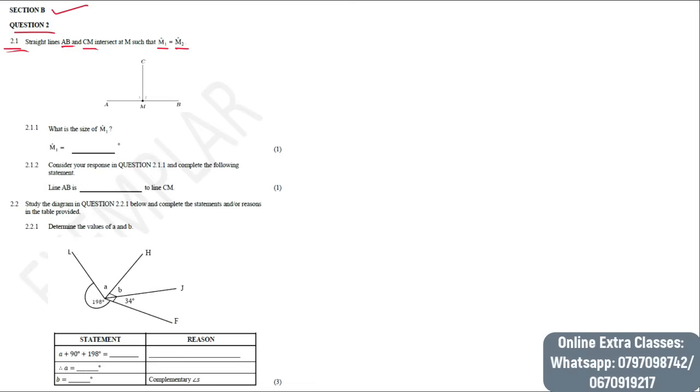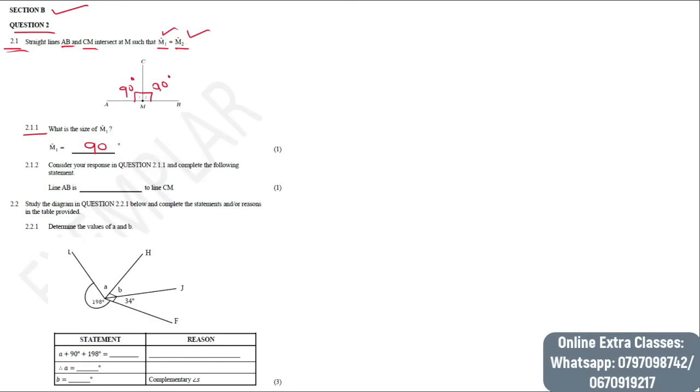So now let's go ahead and work on our first question, question 2.1.1, which says: what is the size of M1? We can see that line AB is perpendicular to line CM. If we have a perpendicular line, it means that this side is equal to 90 degrees and this side is also equal to 90 degrees. That's why we are told that they are equal. So angle M1 will be equal to 90 degrees.